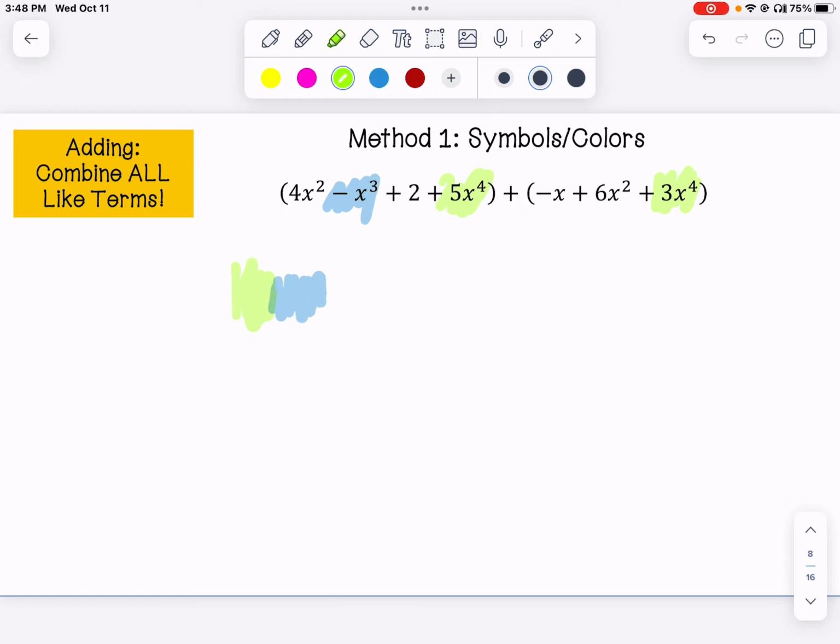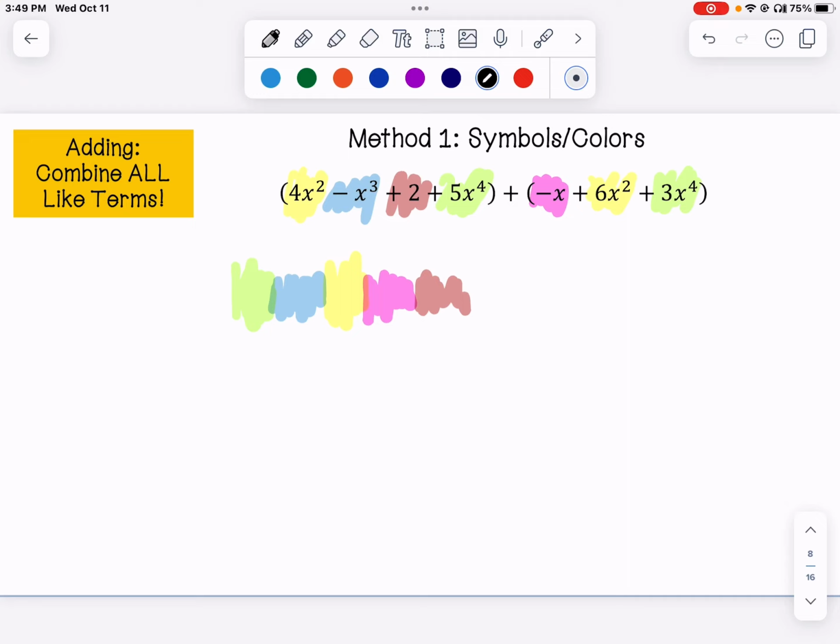Then I'm going to say, do I have anything that is squared? I have a squared one here and a squared one here, so I'm going to take those. Next, do I have anything that's linear, so just an x? I do here. And then last but not least, do I have anything that's just a constant? I do here. So now I've identified all of my different like terms, and I can just go ahead and combine them.